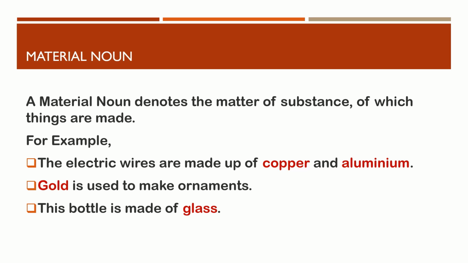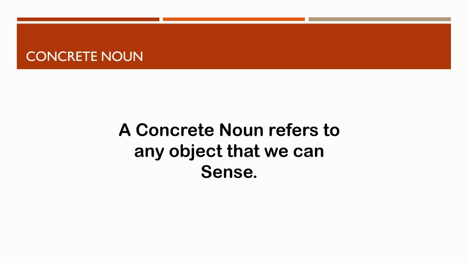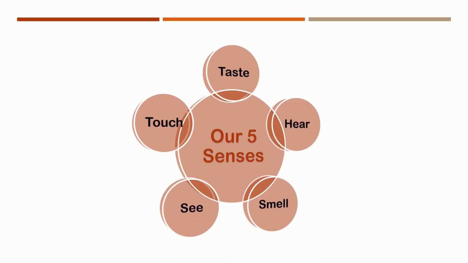But what is a concrete noun? A concrete noun simply refers to any object that we can feel with our senses. Here are our five senses. So, anything that we can feel with our five senses, with the help of which we can taste, hear, smell, see, or even touch, belongs to concrete noun. So, for example, people, chair, table, food, pizza, and many more.